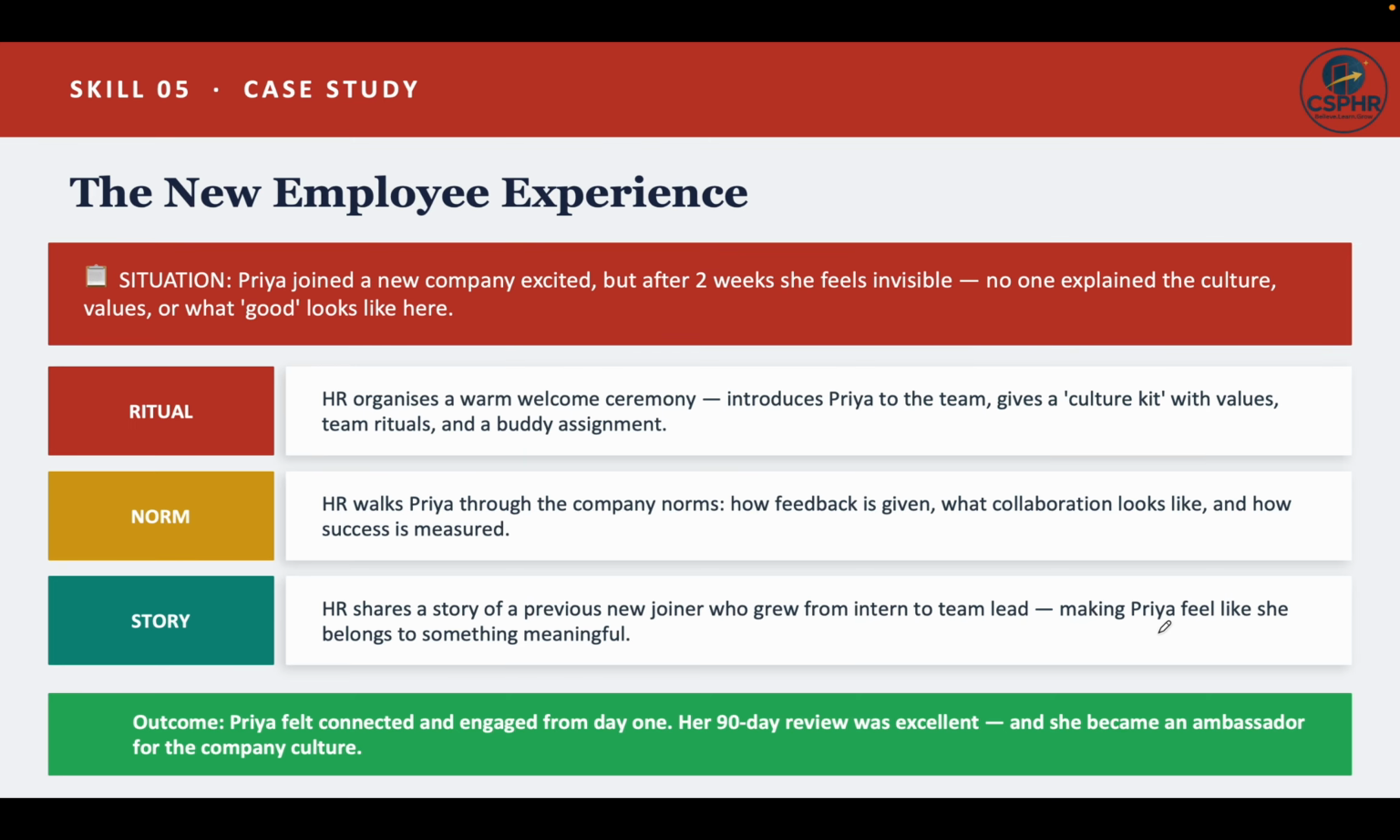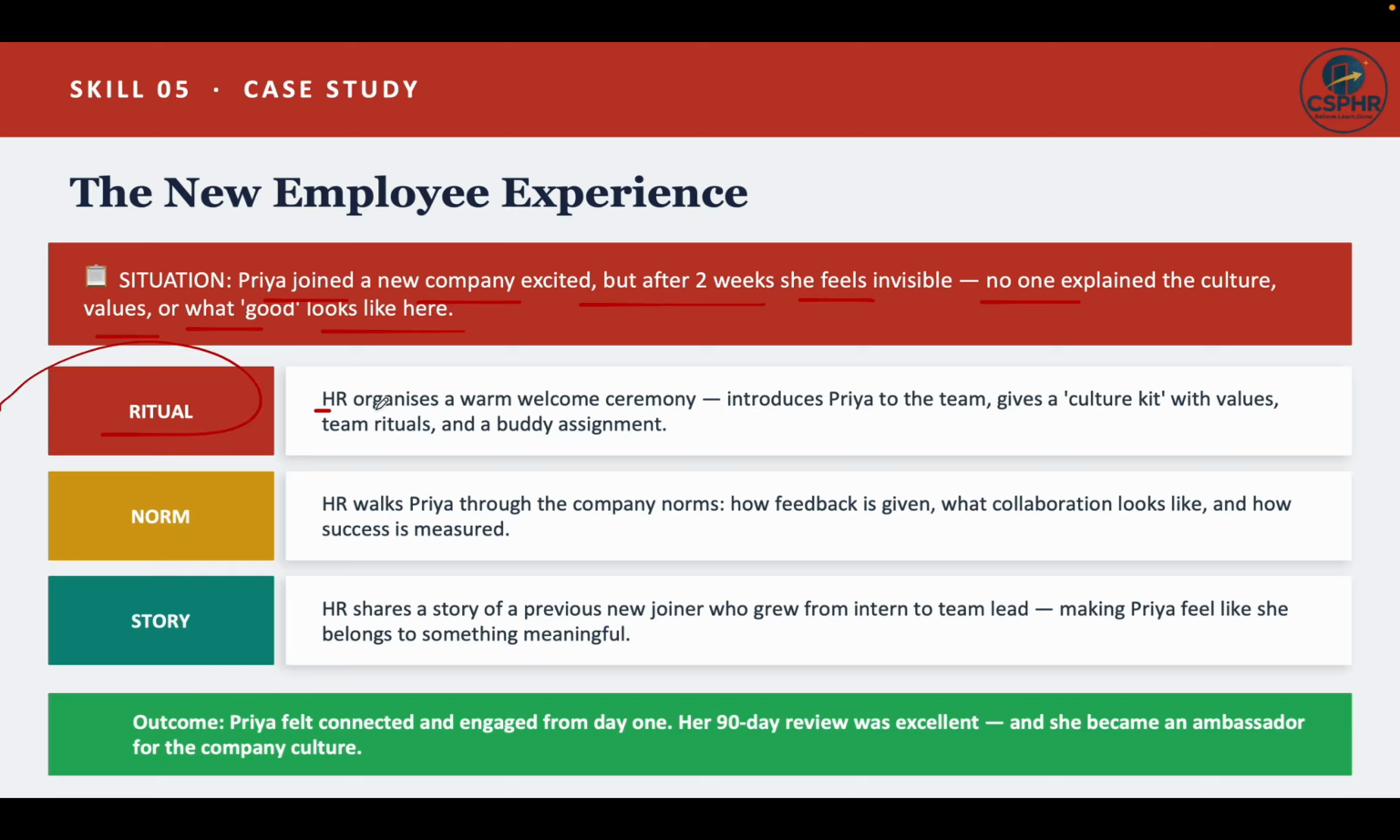Let's talk about the case study. Priya joined a company excited, but within weeks she felt invisible. No one explained the culture, values and what good looks like here. So she is a newly joined employee. After 2 weeks she feels bored. Why? Because no one explained the role, responsibilities, culture. So she is disconnected. So what do you have to do then?